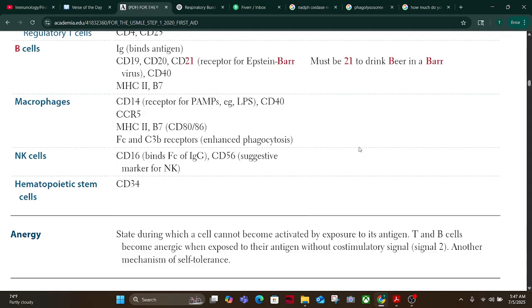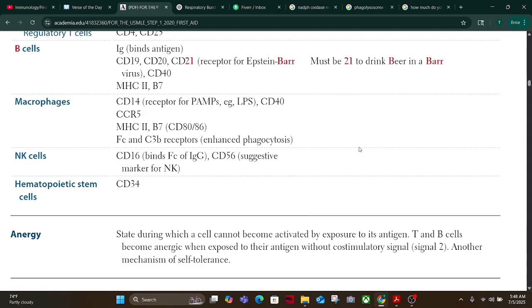Remember we talked about this? CD16 on the natural killer cells binds Fc region of IgG. CD56 on the natural killer cell is another marker for natural killer cells.